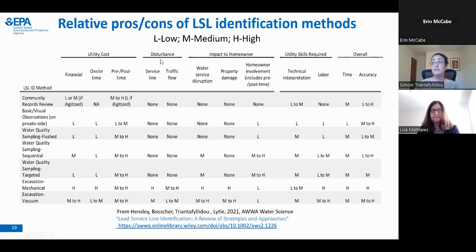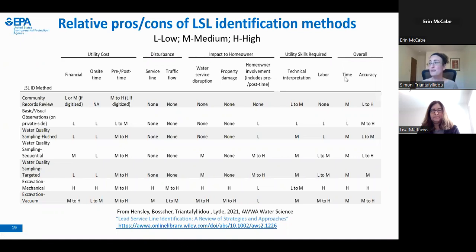We also looked into disturbance to the service line and to the traffic flow, impacts to homeowners such as water service disruption, property damage, and homeowner involvement. The skills required for interpretation of the results, obviously the labor, and most importantly, the overall time and accuracy of each approach. And we used a relative scale here from low to medium to high.